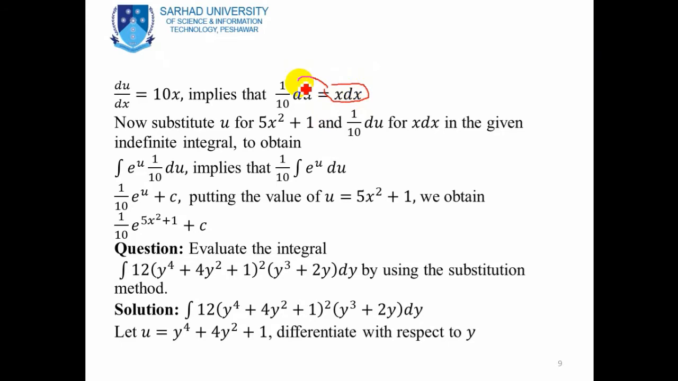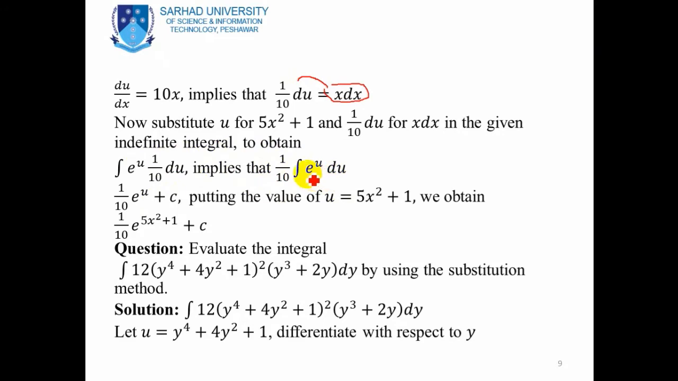Now substituting u for 5x square plus 1 and 1 over 10 du for x dx, we obtain a new function in terms of u. So the integration of e power u into 1 over 10 du. Now 1 over 10 is a constant term, so take it out of the integration operator. This implies 1 over 10 into the integral of e power u du.